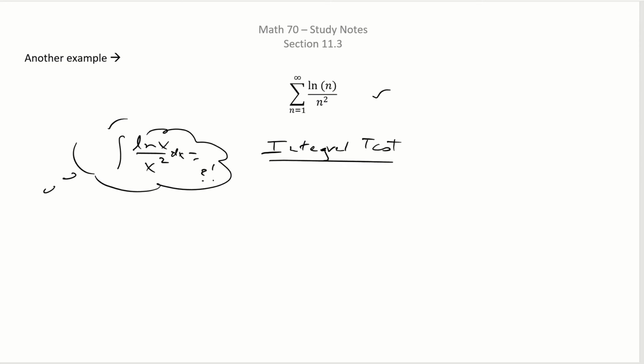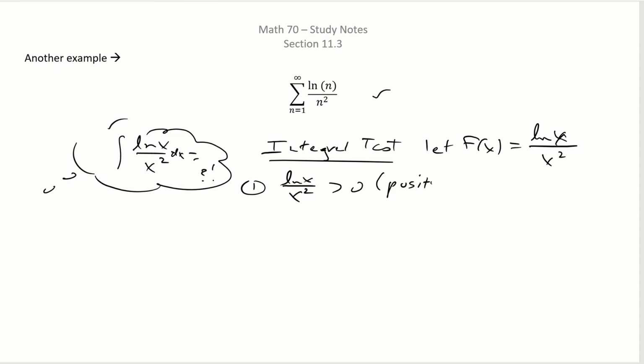And the first thing we're going to do, I'm going to be very official about it. Number one, I'm going to say, let f of x equal natural log of x over x squared. So I'm going to use this guy for the argument all the way to the end. Okay, so first and foremost, natural log of x over x squared is greater than 0. It's positive, right?